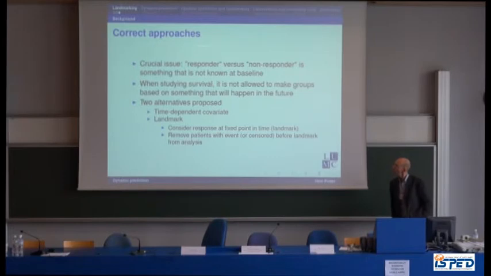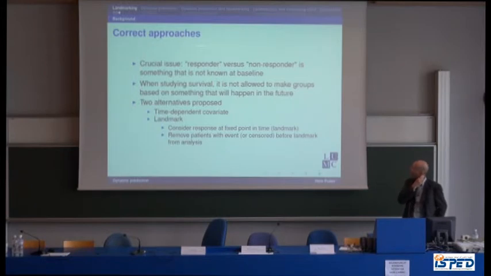The crucial issue, of course, is that responder versus non-responder is not something that is already determined from the outset. It takes time to observe whether you are responding, yes or no. We all learn that when studying survival and comparing groups, you should not make groups based on something that is to happen in the future. Two alternatives have been proposed, also discussed in that paper. One, very commonly used, is the time-dependent covariate. You acknowledge that the response to chemotherapy depends on time: in the beginning you're a non-responder, and after some time you may become a responder. So the covariate you are looking at is time-dependent, and then you can do the time-dependent analysis and get the correct answer.